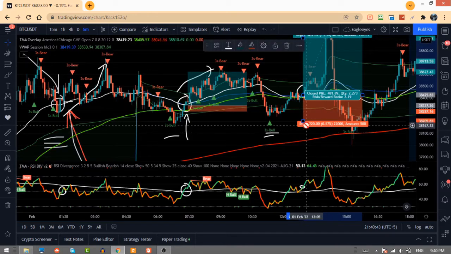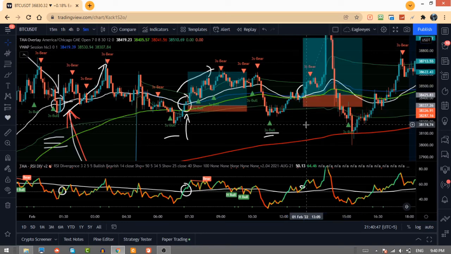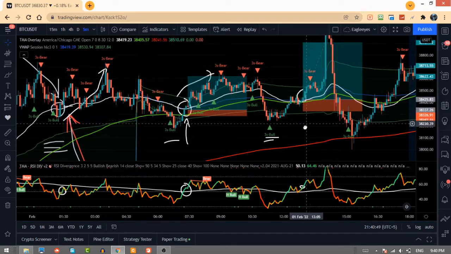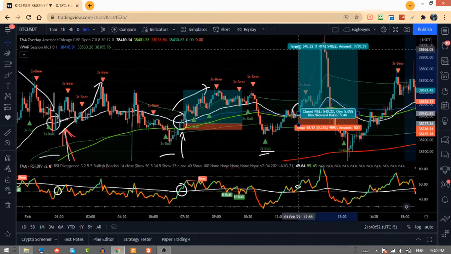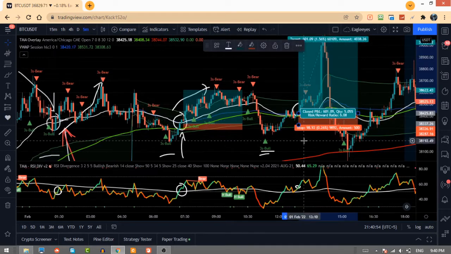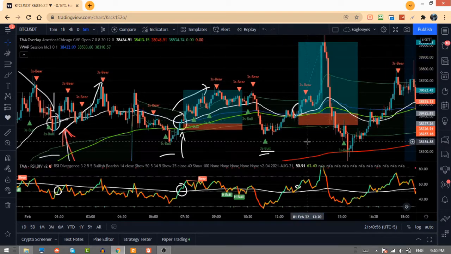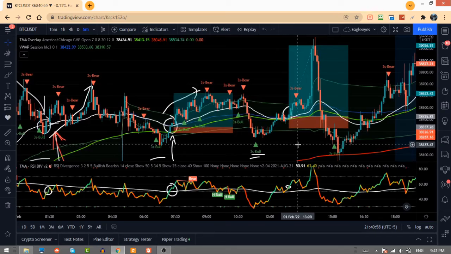So in short, whenever the price is above the 21 SMA and the TMA divergence is also above 50, you can take the position. So here you can see that is a good trade.